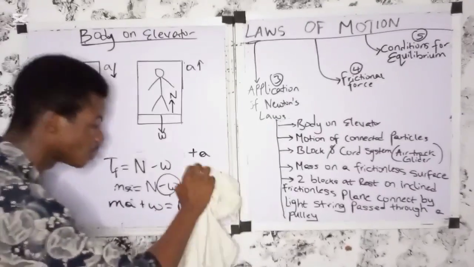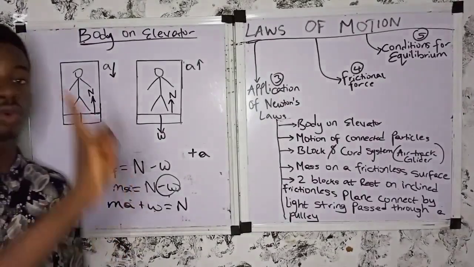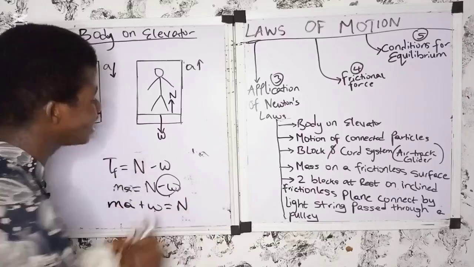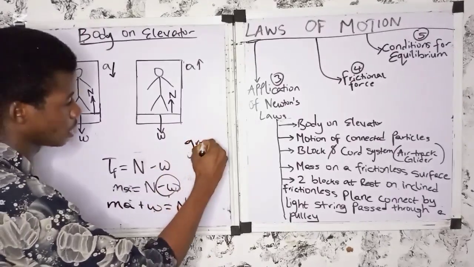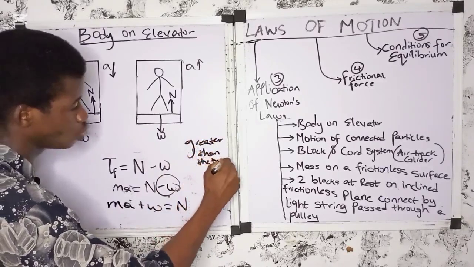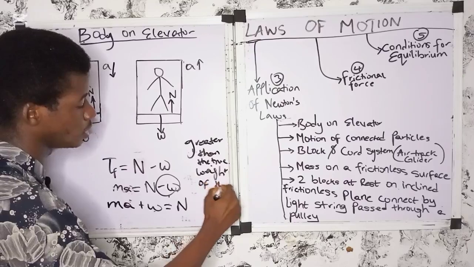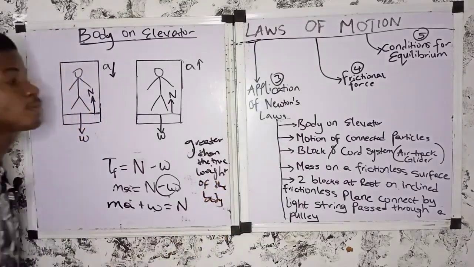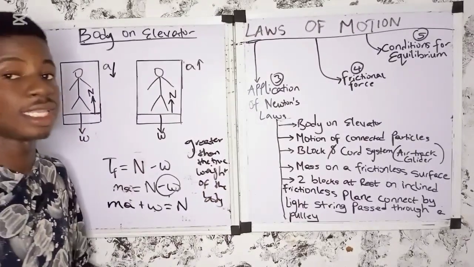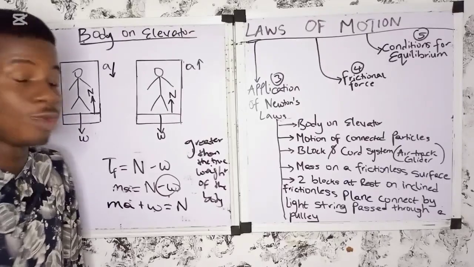So please take note. When an elevator is moving upward, the scale will read what? We read the weight greater than the true weight of the body. So during this scenario, you will become heavy. If you enter an elevator and the elevator is moving upward, you become heavy. You feel heaviness.